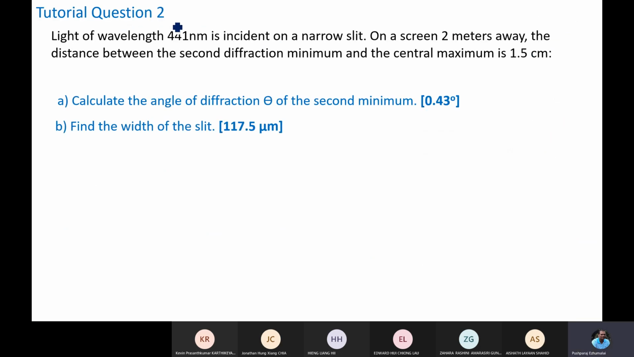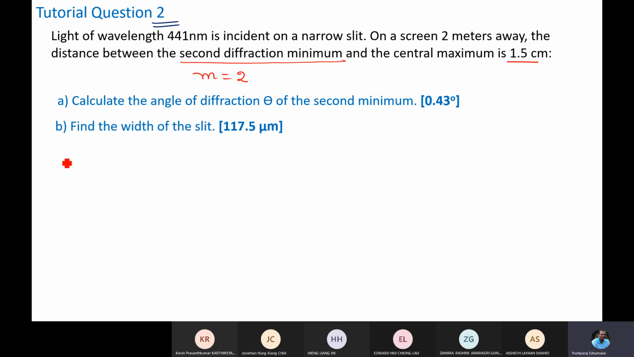Now take tutorial question number 2. The problem says light of wavelength 441 nanometer is incident on a narrow slit, with a screen 2 meter away. The distance between the second diffraction minima, that means m equal to 2, and the central maxima is 1.5. Calculate the angle of diffraction for the second minima.